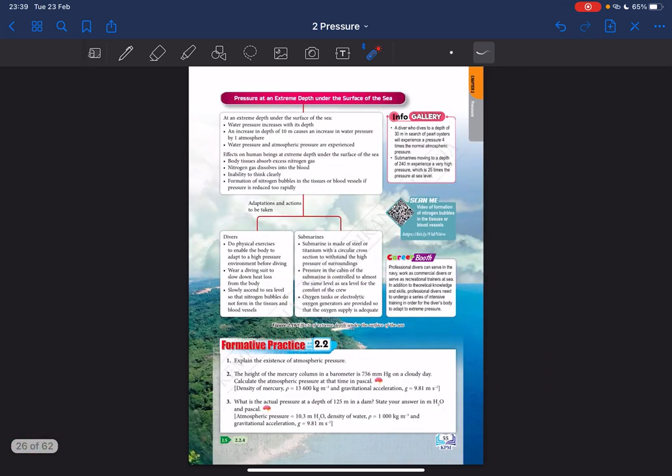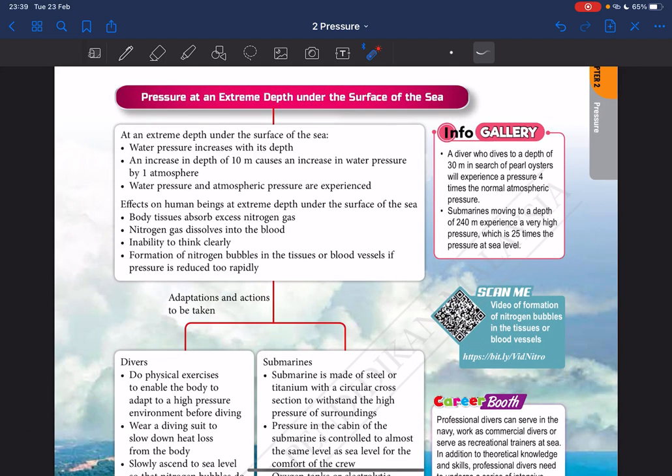What about in extreme depth? What happens when we go diving underneath the ocean? So when we go lower, what happens is the water pressure increases. Because why? Because height, remember? The pressure in water depends on height and density. So the deeper you go, the higher the pressure.